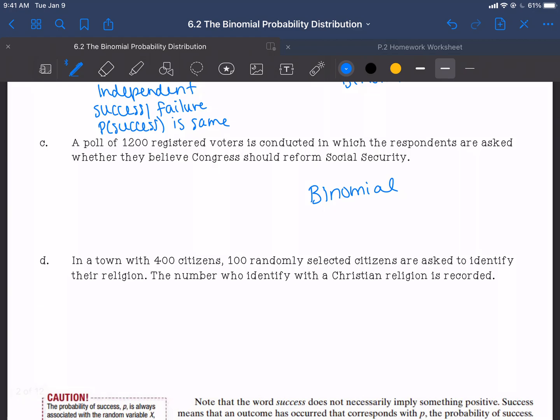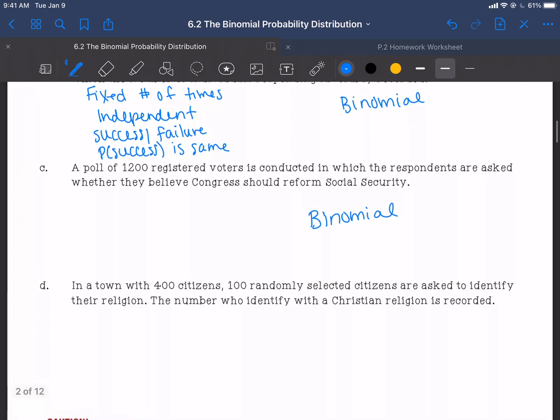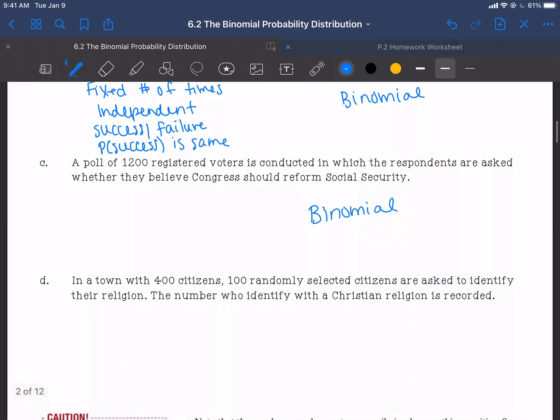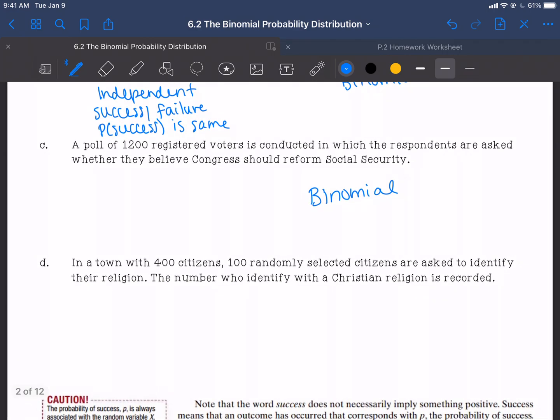And part D, in a town with 400 citizens, 100 randomly selected citizens are asked to identify their religion. The number who identify with a Christian religion is recorded. If we're thinking of our criteria, there's a fixed number of times. There does seem to be success or failure, where success would be Christian religion, failure would be not Christian religion. The probability is probably the same. However, because we're doing this in a town with only 400 citizens, and we're selecting from that town only, these trials are not independent. So this is not binomial.